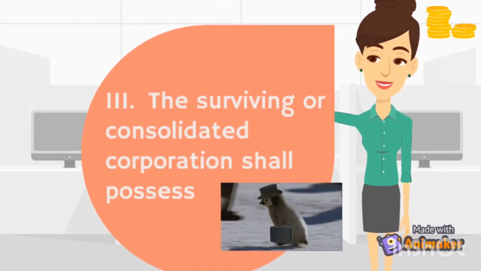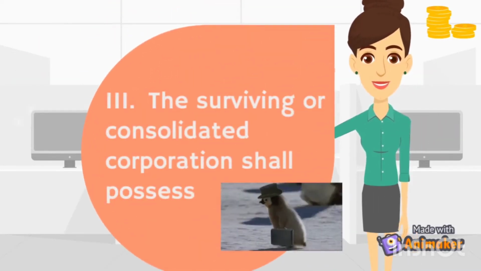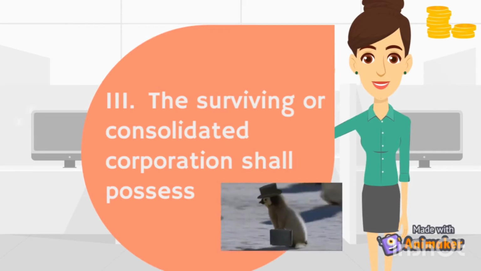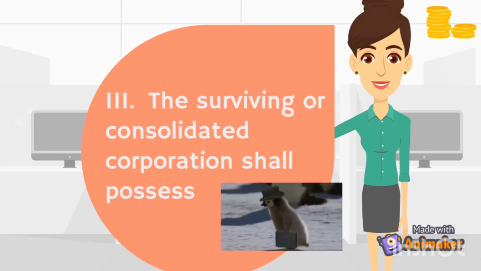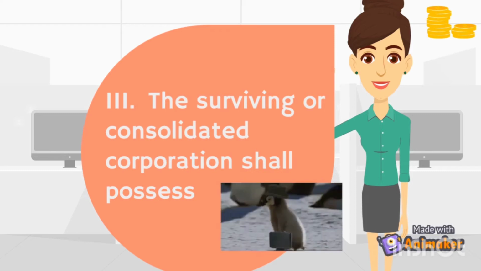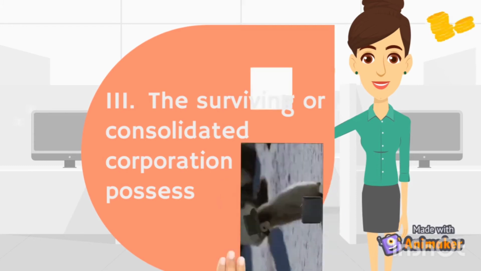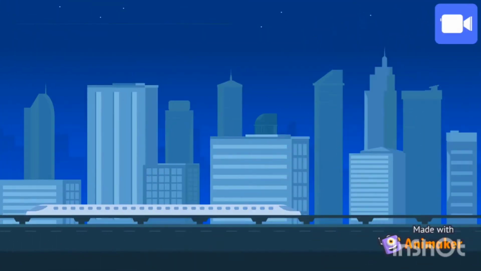As I said previously, the surviving or consolidated corporation shall possess all the rights, privileges, and immunities. Meaning, they shall be subject to all the duties and responsibilities of a corporation organized under the Corporation Code.